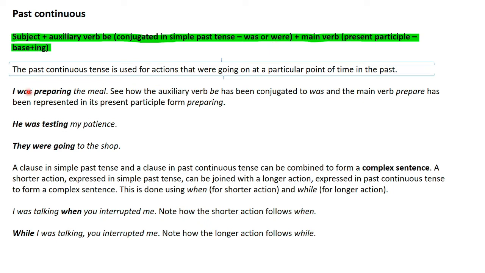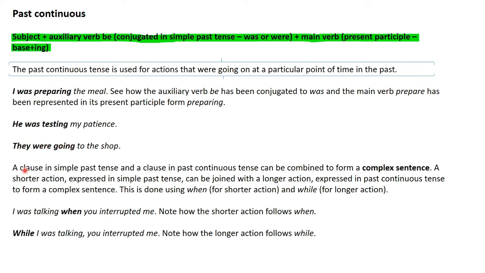Look at these examples. I was preparing the meal. Subject, the conjugated form of the verb to be was in the past form, and the present participle form of the root verb prepare is preparing. He was testing. They were, was, were, conjugation. They were going, present participle.